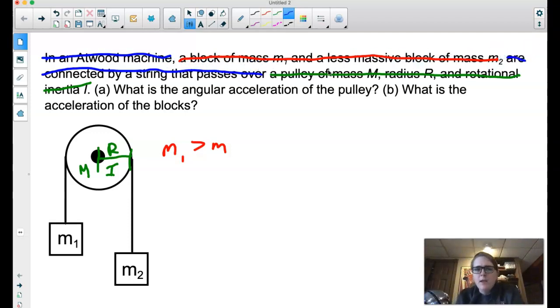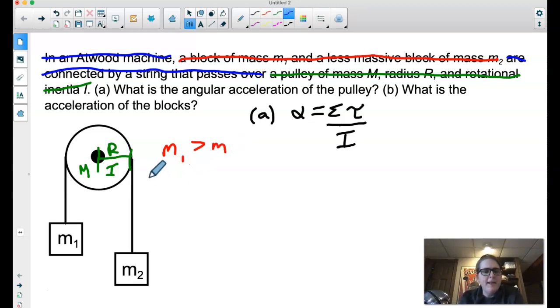From there, I'm going to work on part A. What is the angular acceleration of the pulley? To find that, I'm going to have to use the second law for rotation, where angular acceleration equals net torque over rotational inertia. The next thing I know is that each of these masses applies a torque to this pulley. I like to add a little note about which way that torque is.